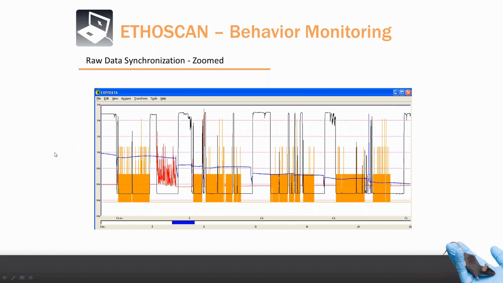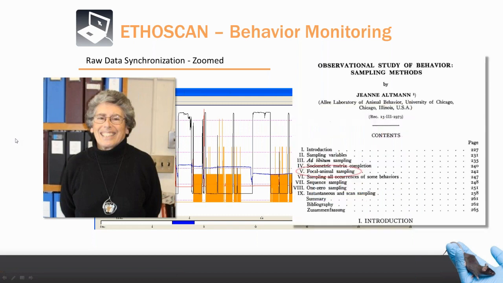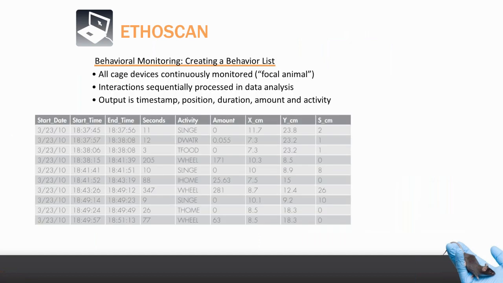So I suddenly realized this actually is exactly what I remembered learning about when I was an undergraduate, when we dealt with Jeanne Altmann's work. Because what we have here is what she categorized as focal animal sampling. The only difference being that rather than an individual having to look at one particular animal at one time, here we are actually looking at all animals simultaneously. So we have a good behavioral record using focal animal sampling, and from this we can build a behavior list.